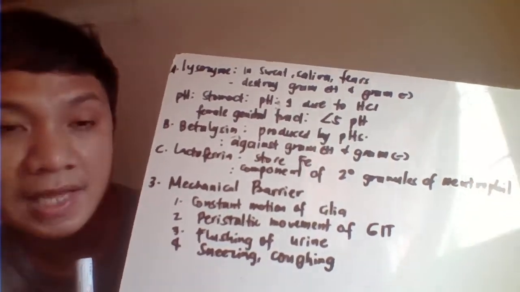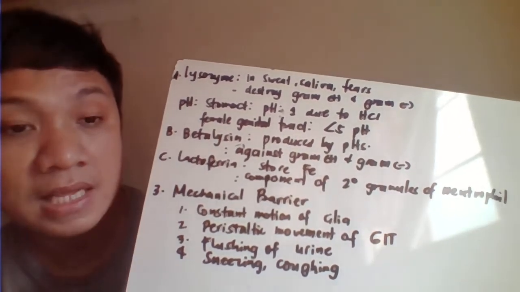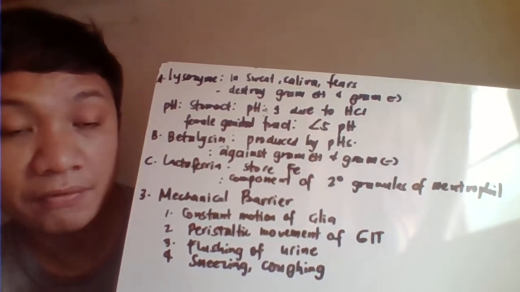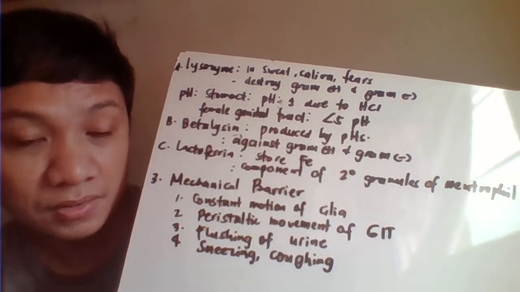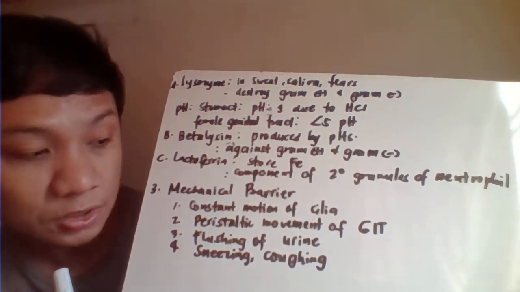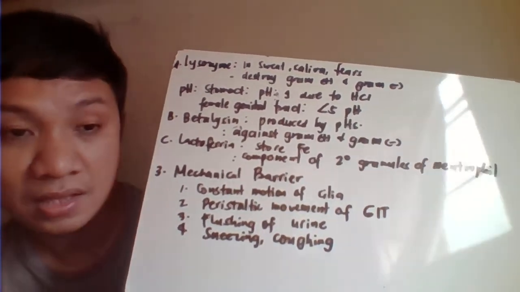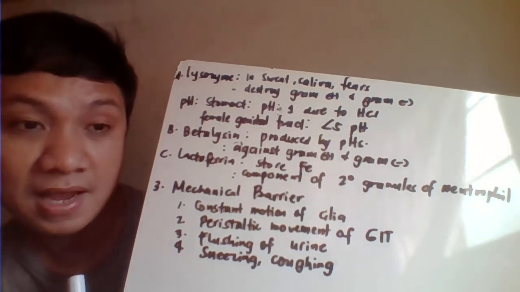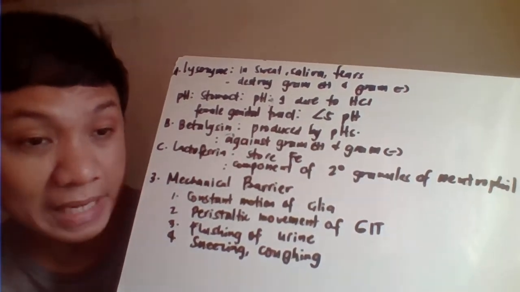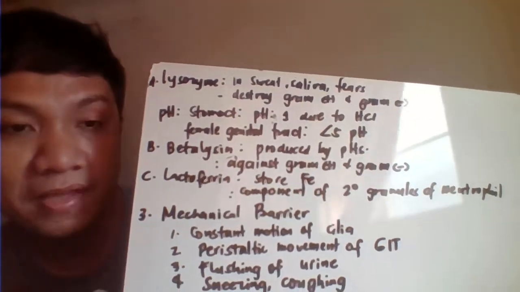We also have peristaltic movement of the GI tract that propels the food we eat, allowing undigested food and other pathogens or toxic waste to be eliminated from our gastrointestinal tract. Flushing of the urine is also a way of removing toxins or pathogens from our body, by allowing them to pass through along with the urine. And sneezing and coughing is also a way of removing pathogens.